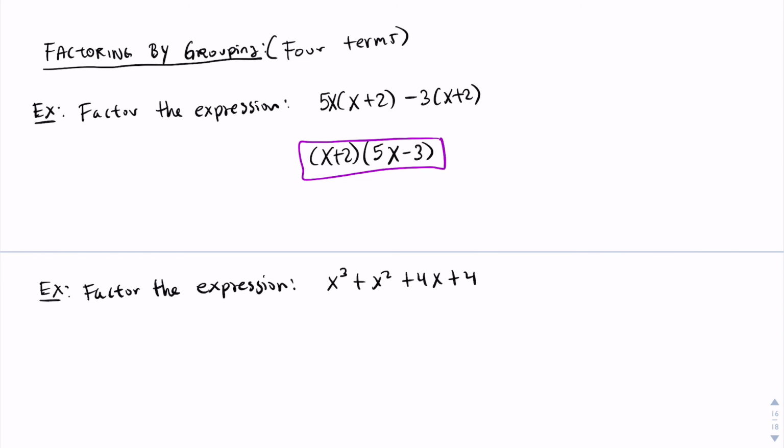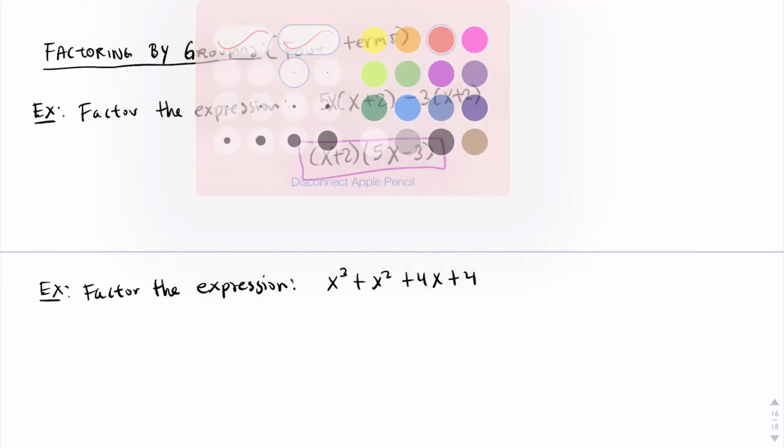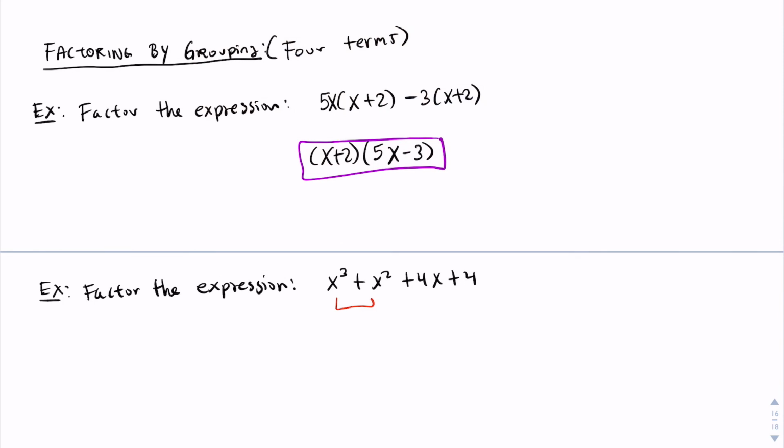Say we decide to group the first 2 and then the last 2, and so we create 2 groups. Here is the first group, and here is the second group. In the first group, x to the third power plus x to the second power, what will be the GCF? x squared. So we factor out x squared, and what are we left with in that parenthesis? x plus 1.